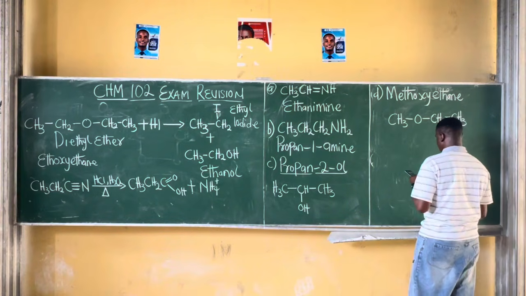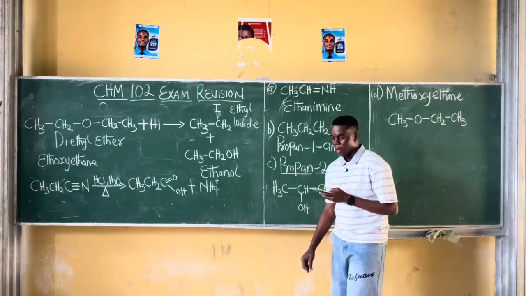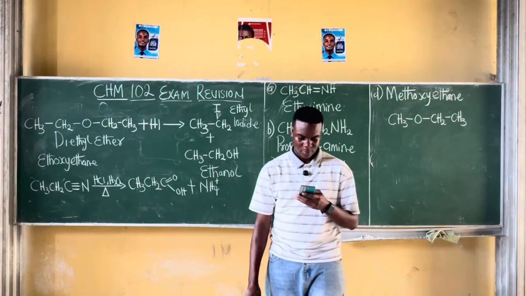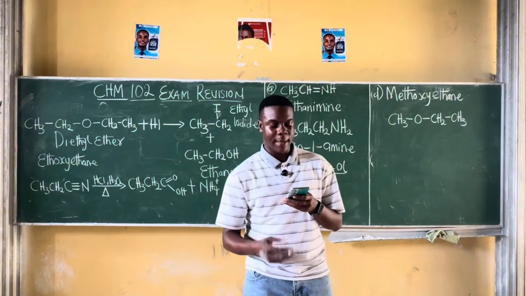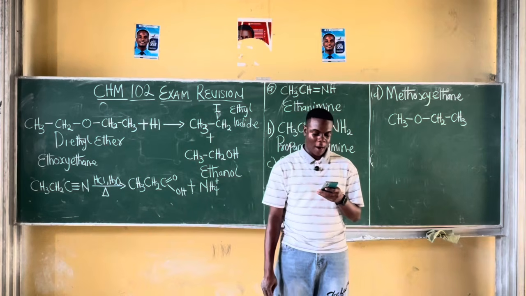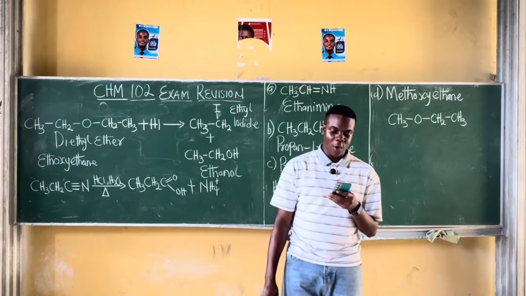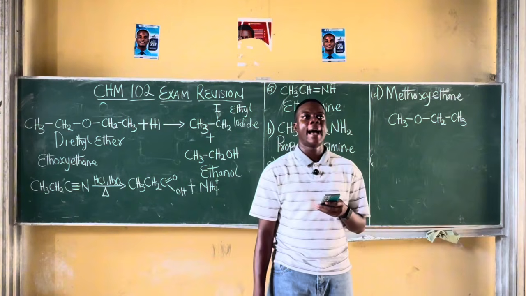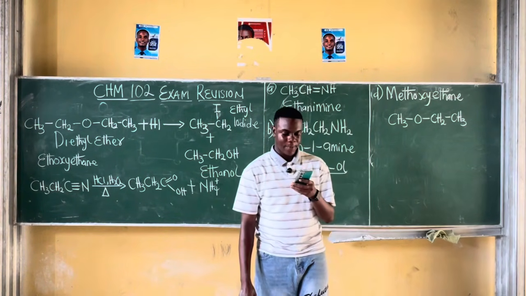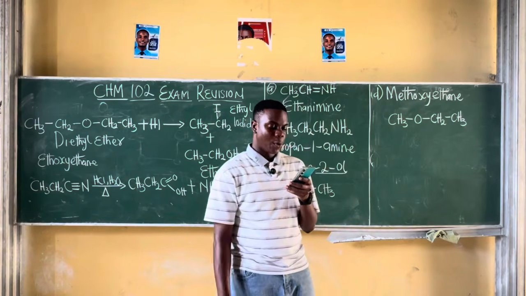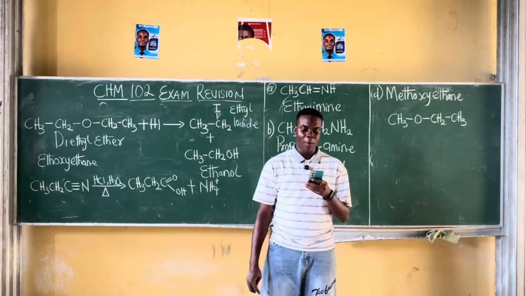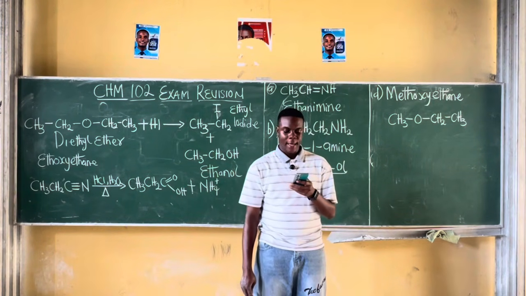All right, so we are now in question number 4. The instruction still remains tick the correct answer, and each question carries 1.5 marks. 4(a)(i) says, which of the following is a tertiary alkyl halide? They gave us 1-bromobutane, 2-bromopropane, 2-bromo-2-methylpropane, and chloromethane.